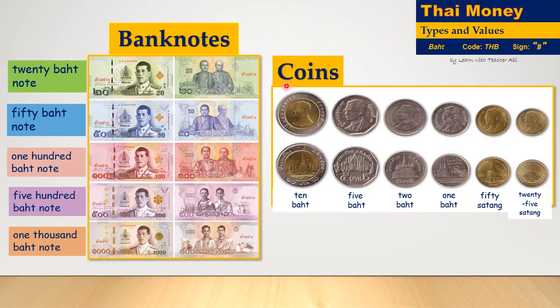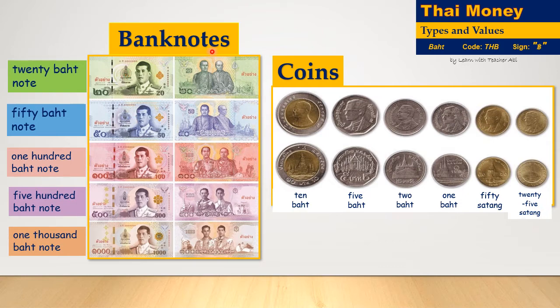The second type of money is coin. Let's read this: coins. Coins are money with a smaller value. Coins are flat and round, as you can see.